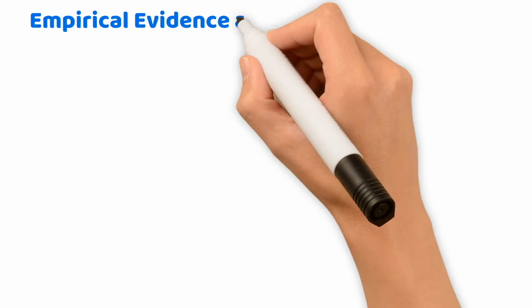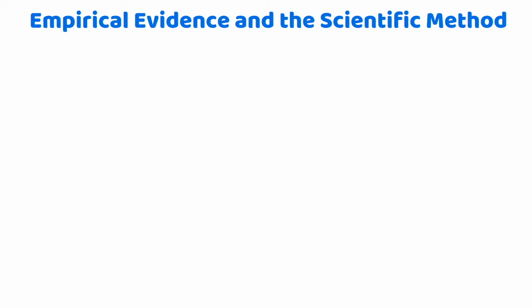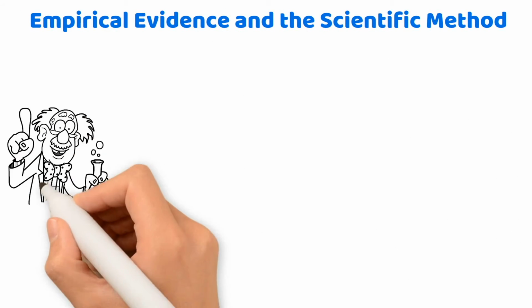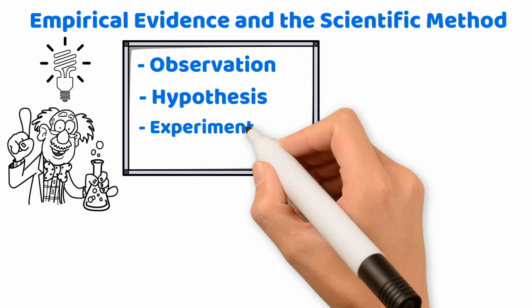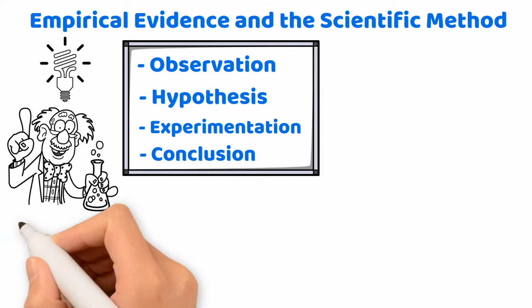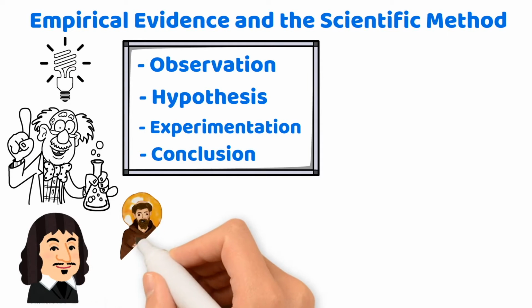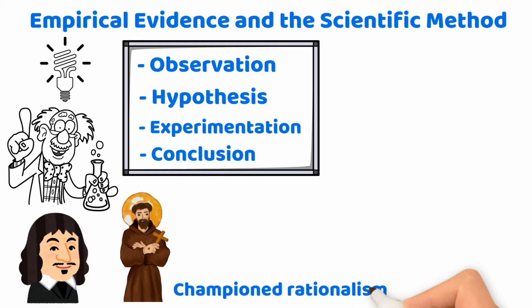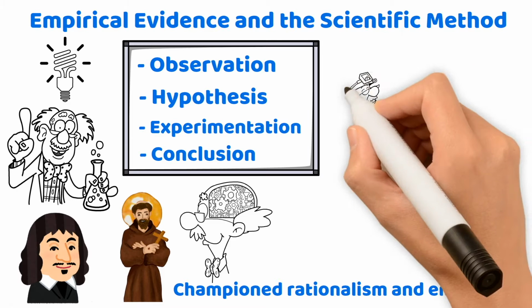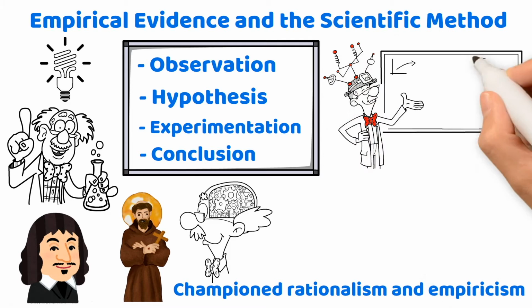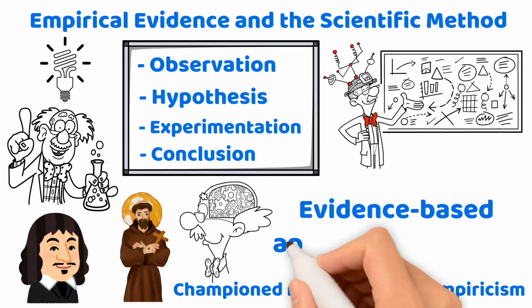Empirical evidence and the scientific method. The scientific revolution heralded a new approach to inquiry, emphasizing observation, hypothesis, experimentation, and conclusion. Philosophers like René Descartes and Francis Bacon championed rationalism and empiricism, advocating for knowledge based on observational evidence. This methodological shift was crucial as it promoted a more rigorous, evidence-based approach to science.